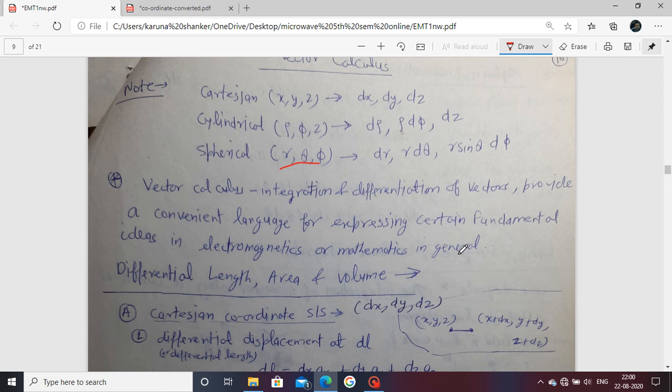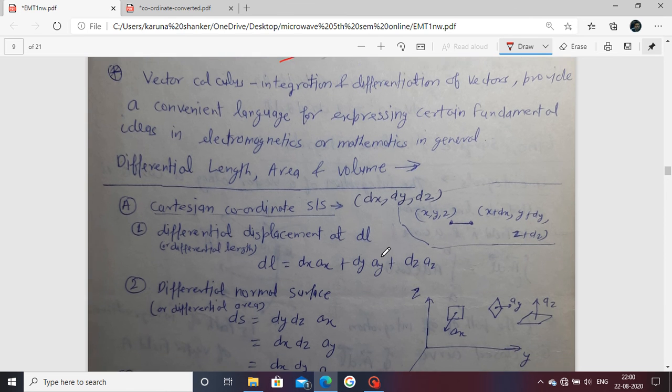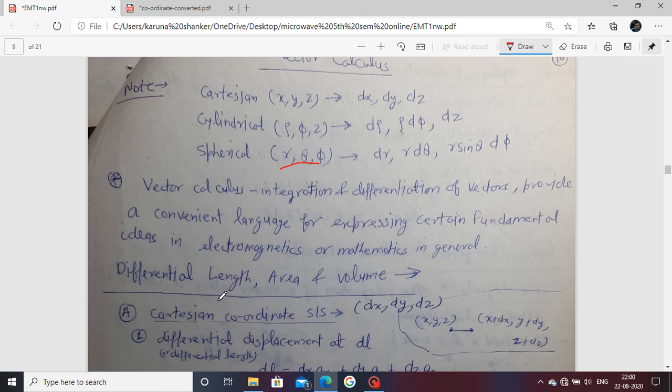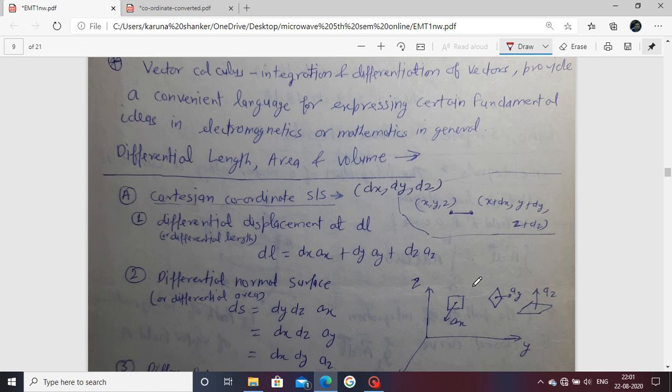Okay. Next, to move on, this is the overview of differential length, area, and volume. In Cartesian coordinates, x, y, z are the variables. If you differentiate, the symbols used here are dx, dy, dz. Then this comes as your differential length.